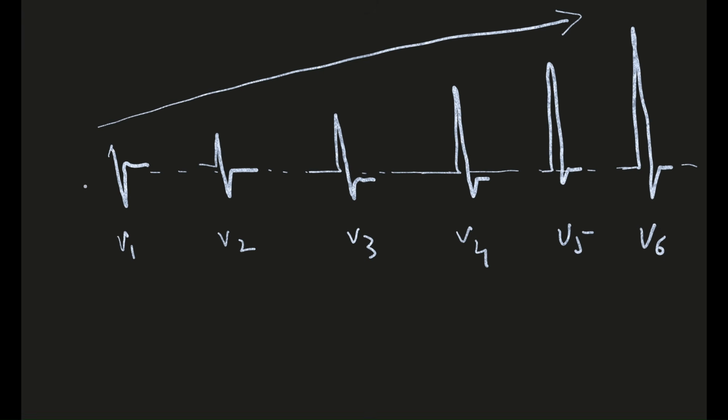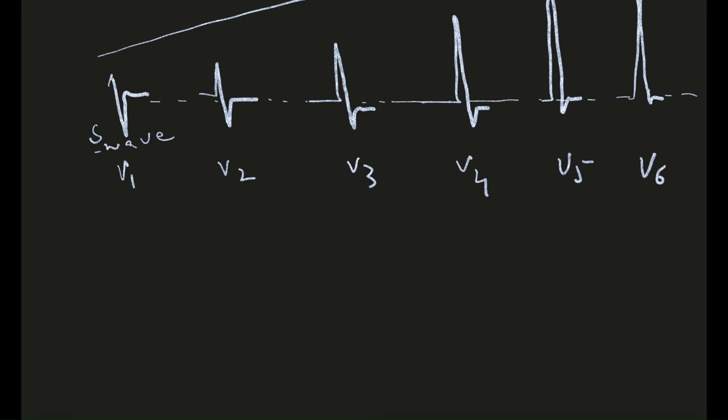And this S wave, with the passage of time, moving from V1 to V6, starts disappearing. I mean, its length shortens, and as a matter of fact it sometimes disappears in V5 and V6.